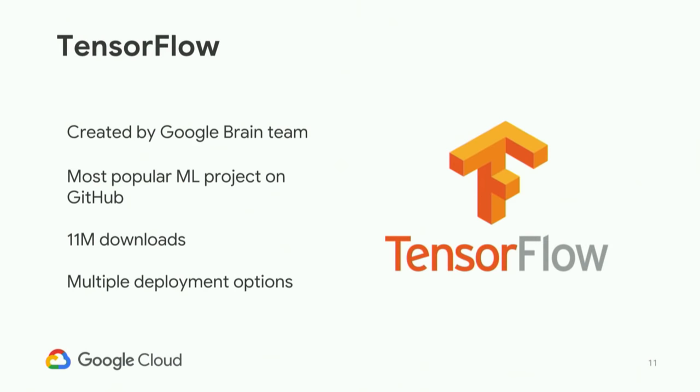So from the beginning, the Google Brain team wanted everyone in the industry to be able to benefit from all of the machine learning projects that they were working on. So they made TensorFlow an open source project on GitHub, and the uptake has been phenomenal. TensorFlow is the most popular machine learning project on GitHub. Last time I checked, I think it had over 90,000 GitHub stars. It also just crossed over 1 million downloads. It's being used all over the world. And because TensorFlow is open source, you can train and serve your TensorFlow models anywhere.